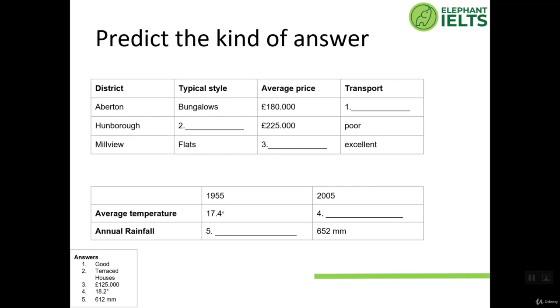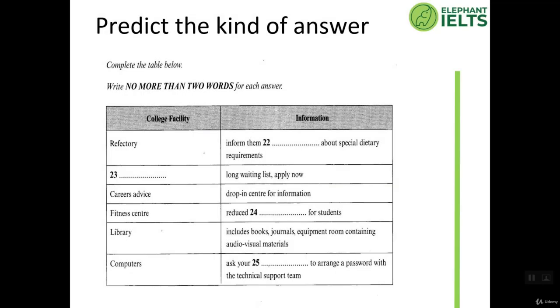So it's very important to read the question, underline the keywords, and predict the kind of answer you expect to hear. This will help you to avoid mistakes. Let's look at another example. Question 3 is under the title College Facility. And if I look above and below that question, I see some examples of other college facilities. So this gives me an idea of what I'm listening for. So I listen for some kind of service or facility at college that has a long waiting list.